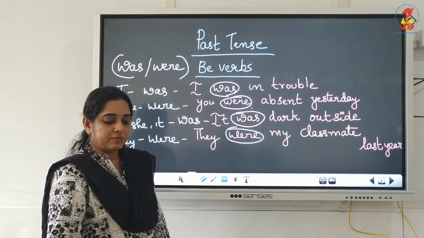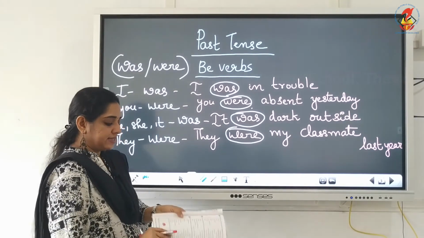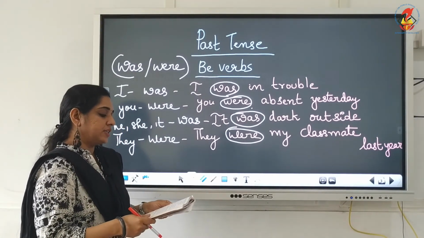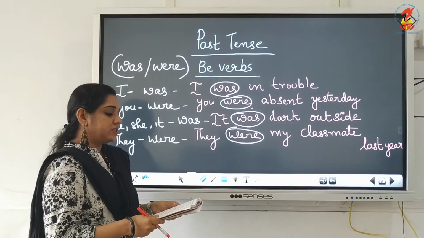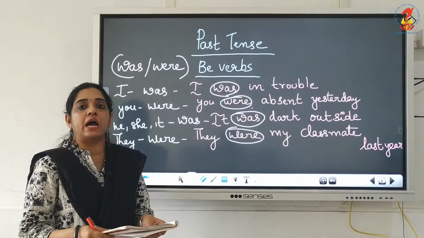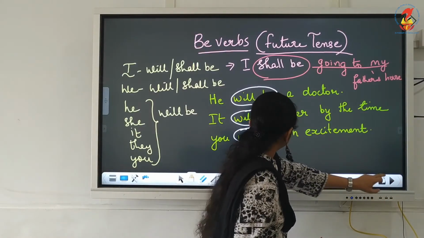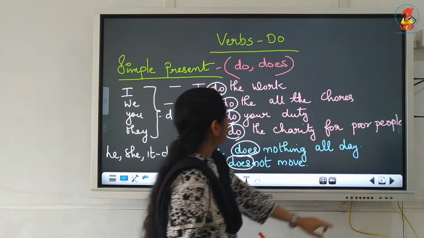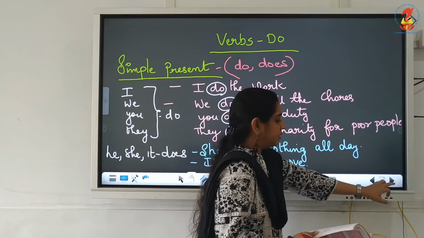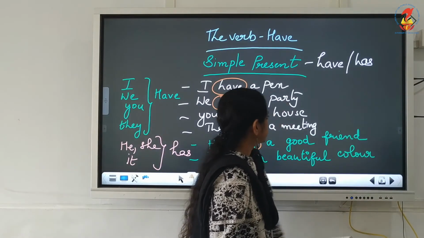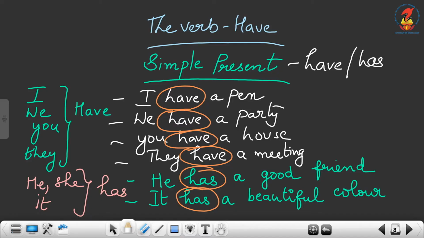Now, exercise B. The rest we will be discussing in the Google Meet. Now, coming to exercise B, fill in the blanks with different forms of have. Now, let us see have verbs. Which are have verbs? See, have, has and had are used in have verbs.